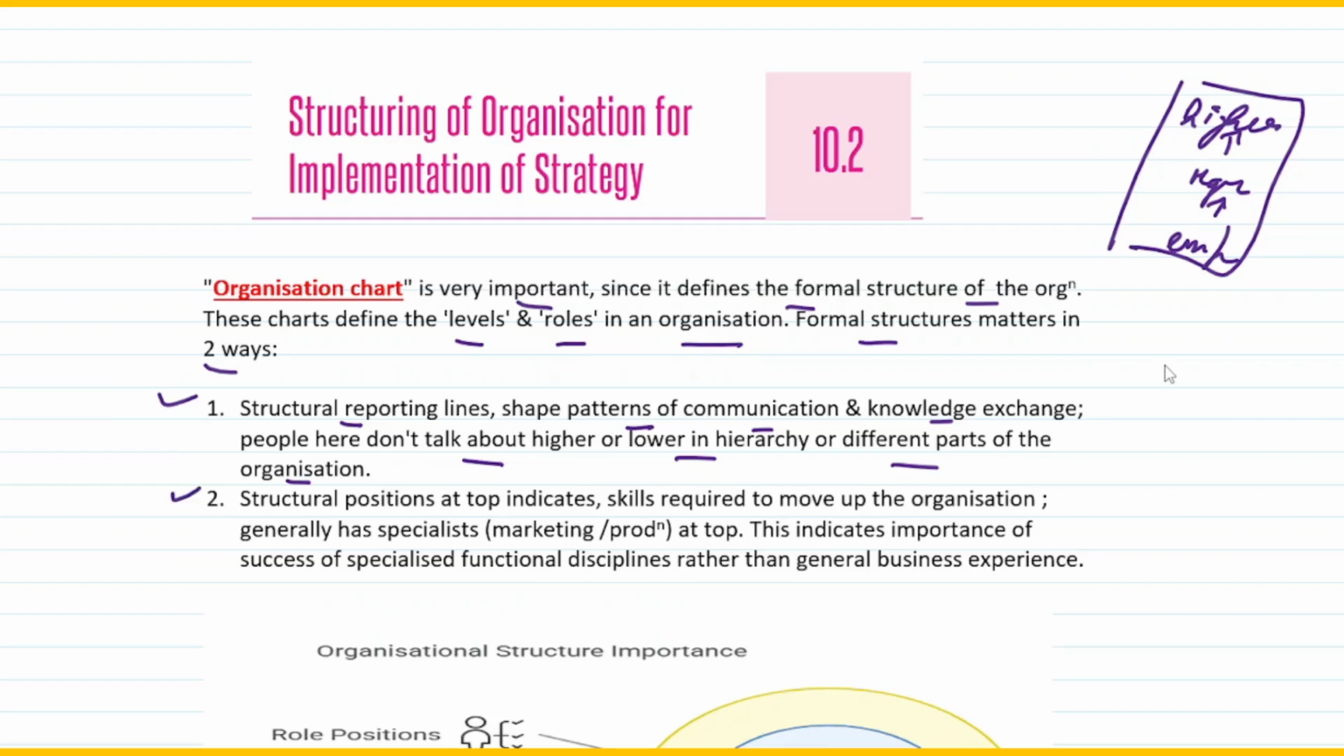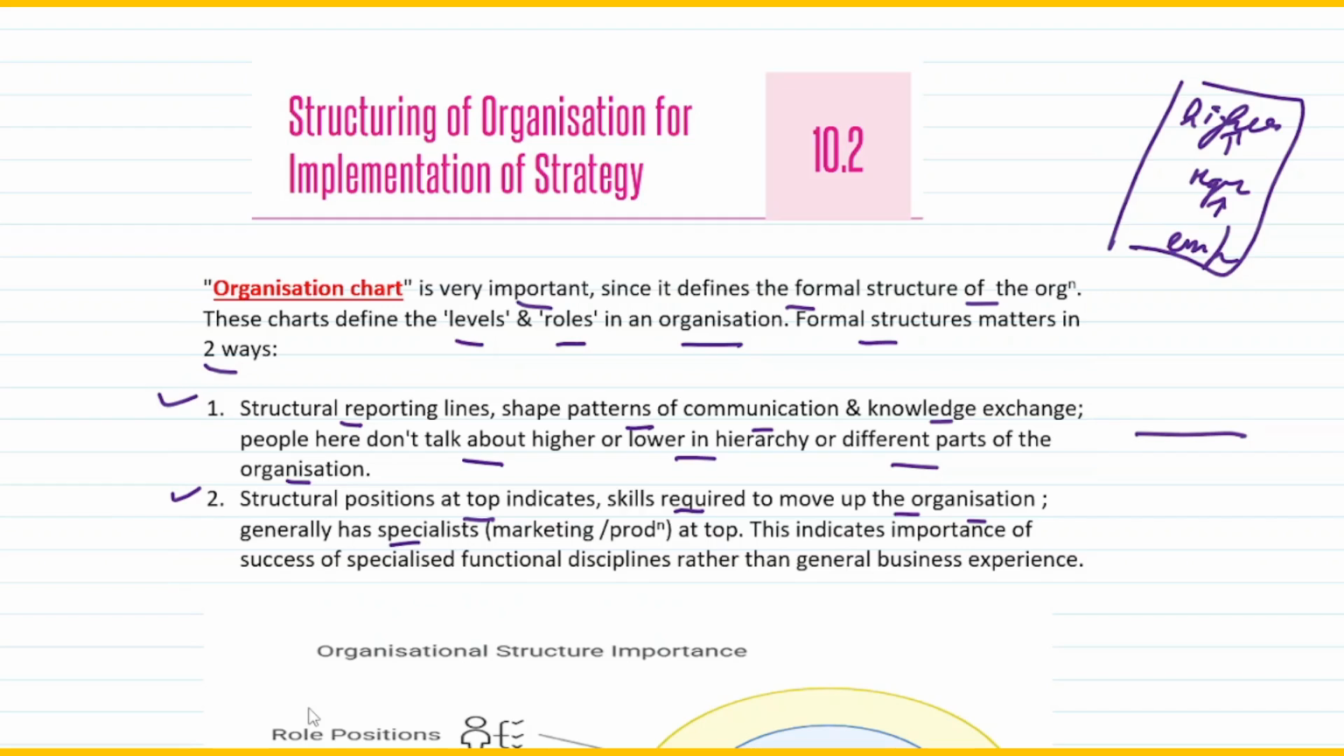The second part is that structural positions at the top indicate the skills required to move up the organization. Since the first one we talked about is a more lateral or parallel kind of entry, here in the second part we talk about how you can grow up the ladder. That means how you can reach the top position. So if you want to be higher up the organization, you have to have certain skills that you should have acquired. Generally, specialists.